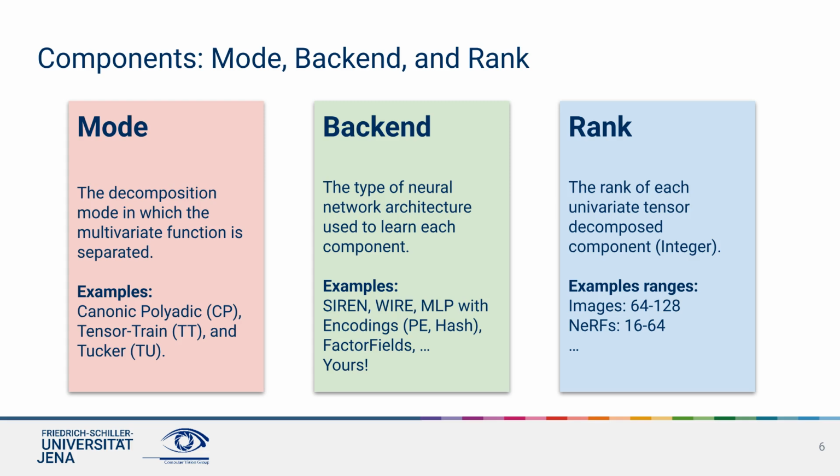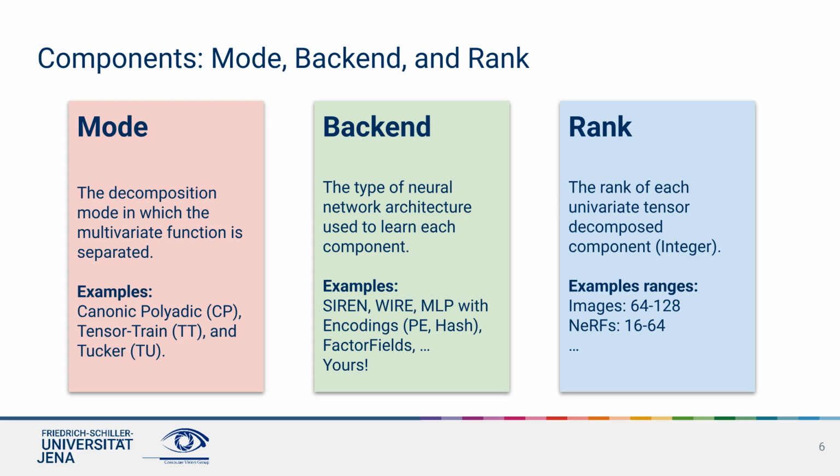The mode, which is the format in which the components are combined, can be canonic polyadic, tensor train, or Tucker. The backend, which is the neural network used to learn each component, can be any implicit neural representation, such as SIREN, WIRE, MLPs with hash and positional encoding, etc.